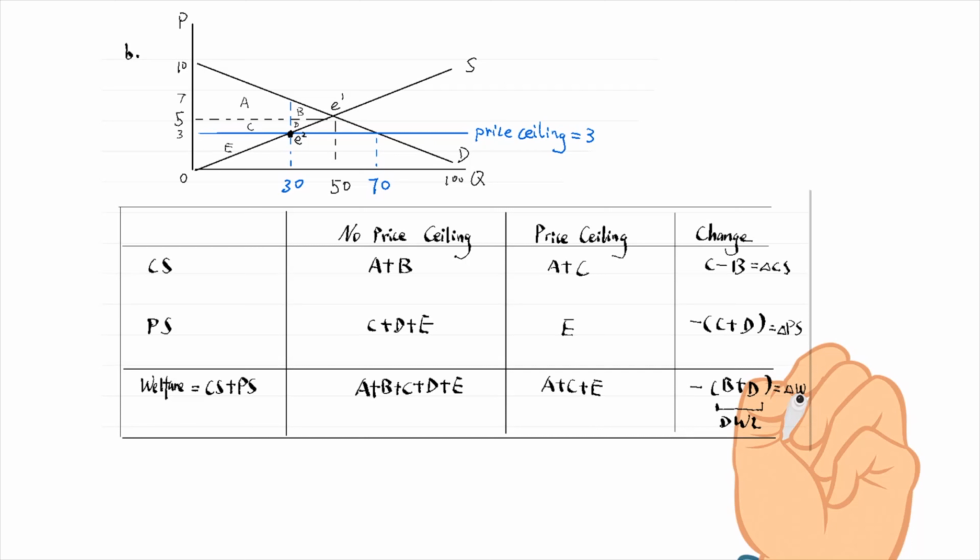With the price ceiling at 3, the equilibrium is E2. The producers only supply 30 units. The consumer surplus becomes the area of A plus C. The producer surplus shrinks to the area of E. The welfare reduces to the area of A plus C plus E. The deadweight loss is the triangle area of B plus D. We can calculate the values using the demand and supply functions.